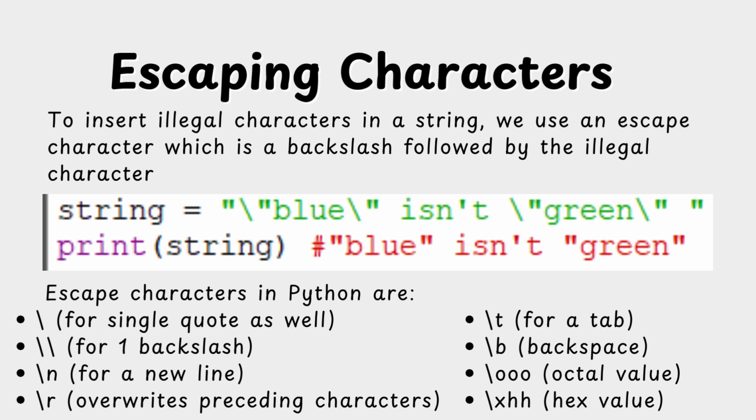So let's say I had something like blue isn't green. And then after the isn't, I have backslash and r. So what it does is it clears out all the blue isn't and just replaces it with what is after it, green. Next up, we have backslash with a T, and that is just for a tab. Backslash with a B, that is for a backspace. Backslash with OOO, that is to get the octal value. And backslash with XHH, that is to get the hex value.